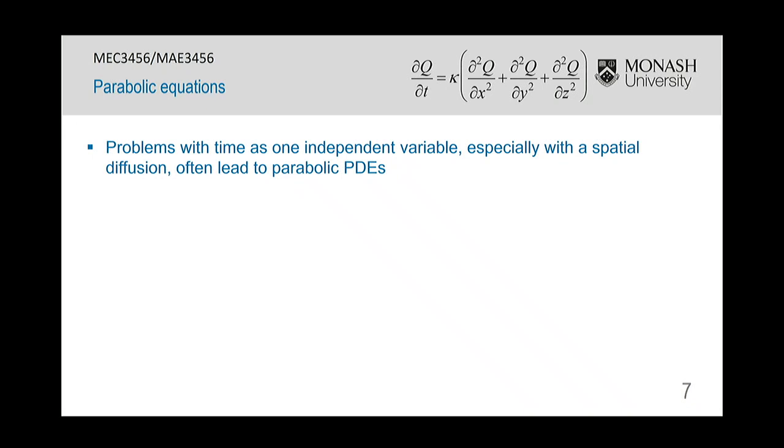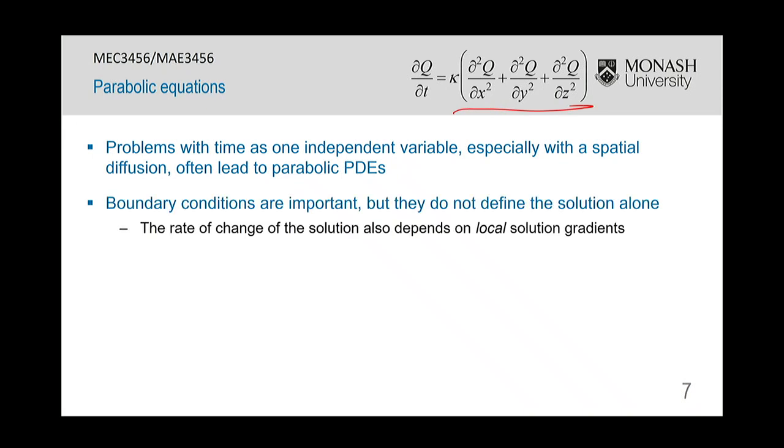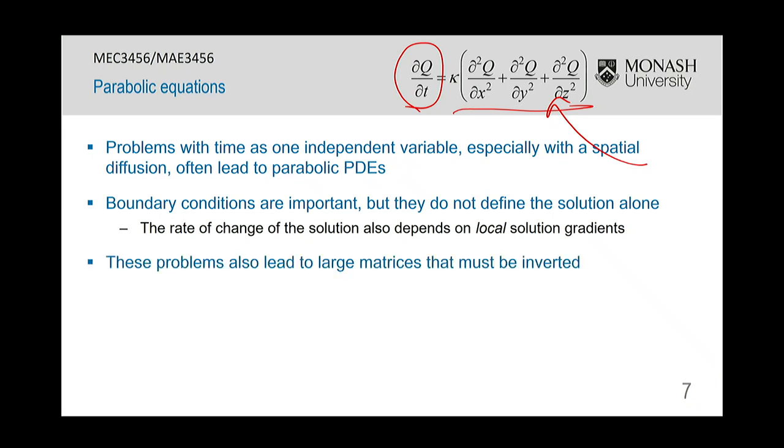Problems which have time as one of the independent variables, especially when you have some kind of spatial diffusion term like this, often lead to parabolic PDEs. Boundary conditions, of course, are important with parabolic PDEs, but they don't define the solution alone. The rate of change of the solution, in other words this dq/dt term here, depends on local gradients inside your computational domain, so it doesn't depend just on the boundary values. These problems often also lead to large matrices that must be inverted.